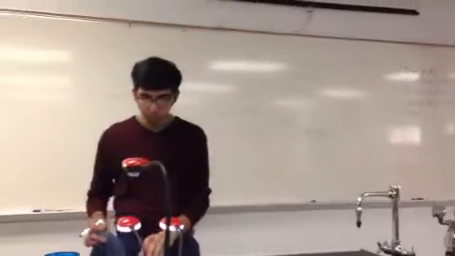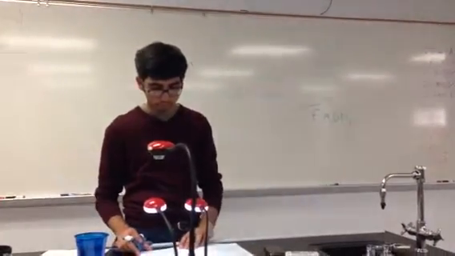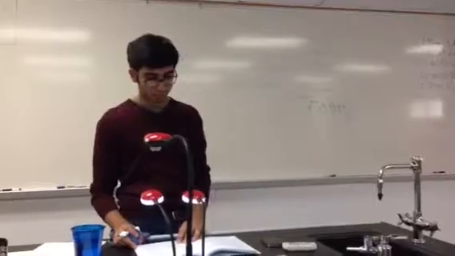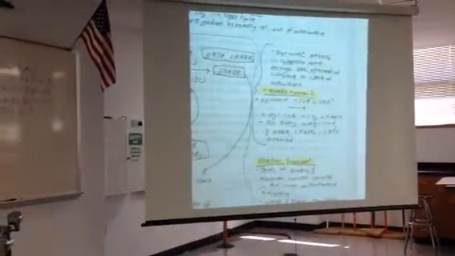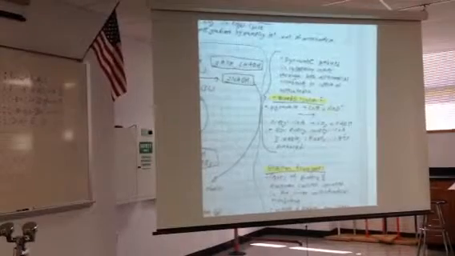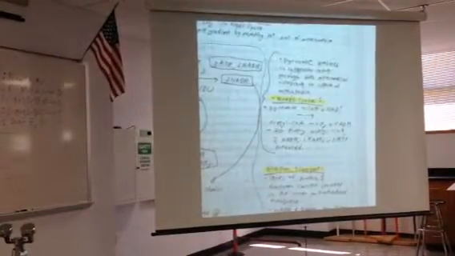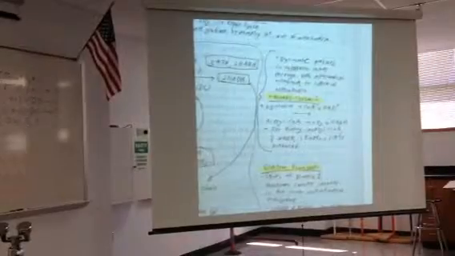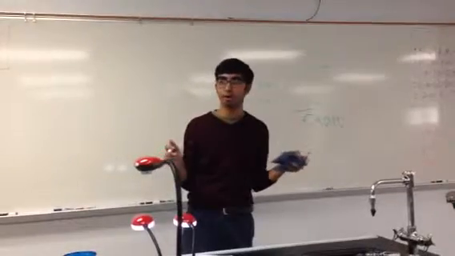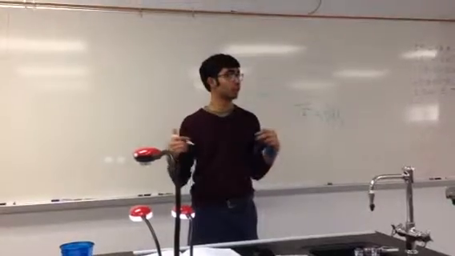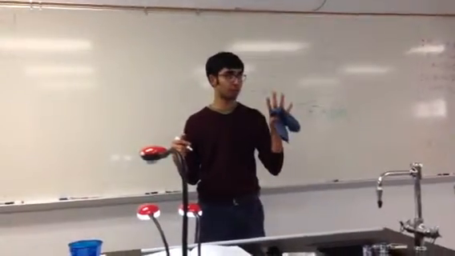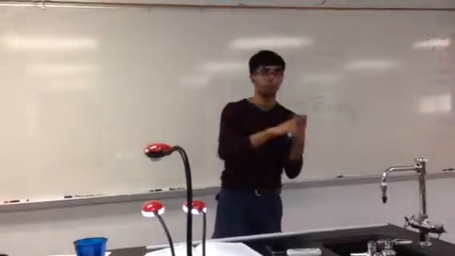So, let's do the Krebs cycle, okay? Pyruvate produced in the cytoplasm moves through both mitochondrial membranes to the interior of the mitochondria, okay? So what that means is, what happens at the end of glycolysis? What are your products? Just glycolysis. 4 ATP, right? 2 net ATP, right? 2 pyruvate molecules. What else?